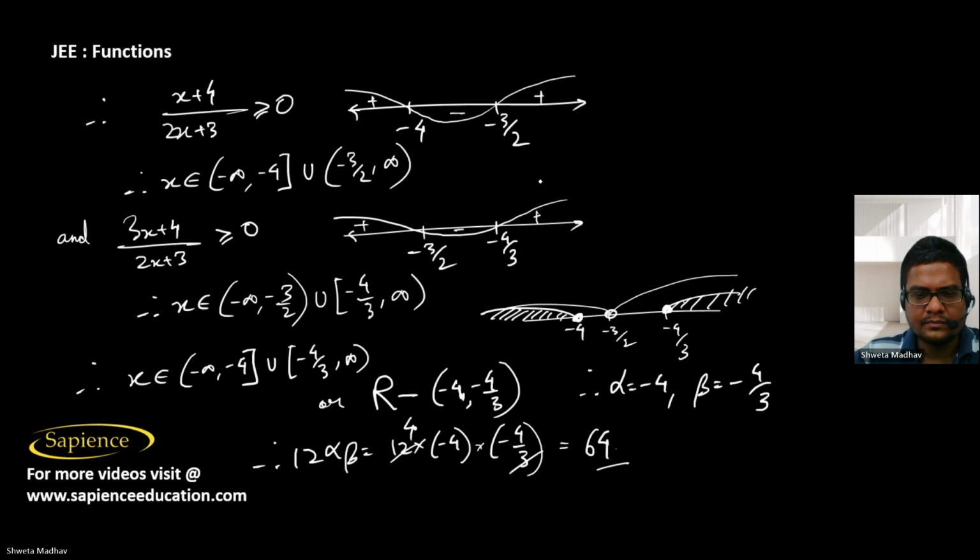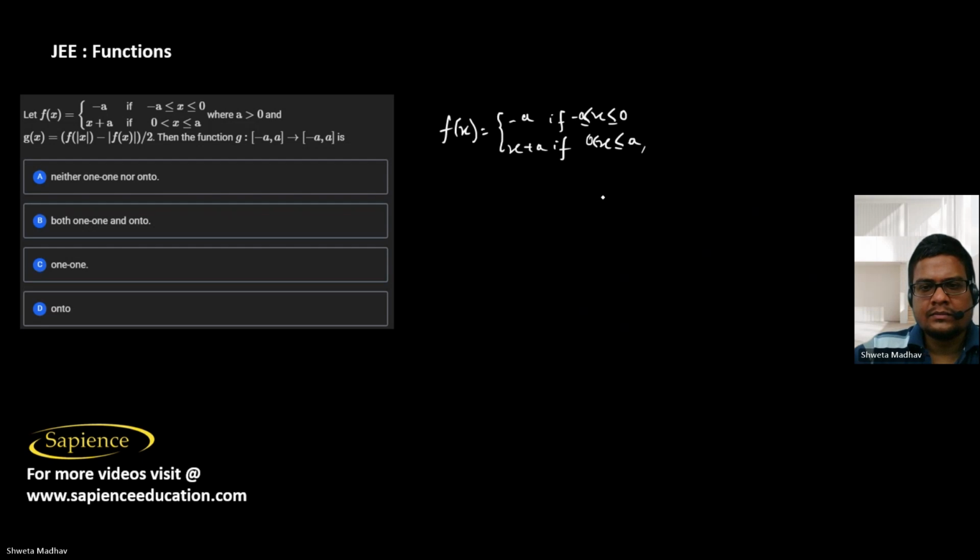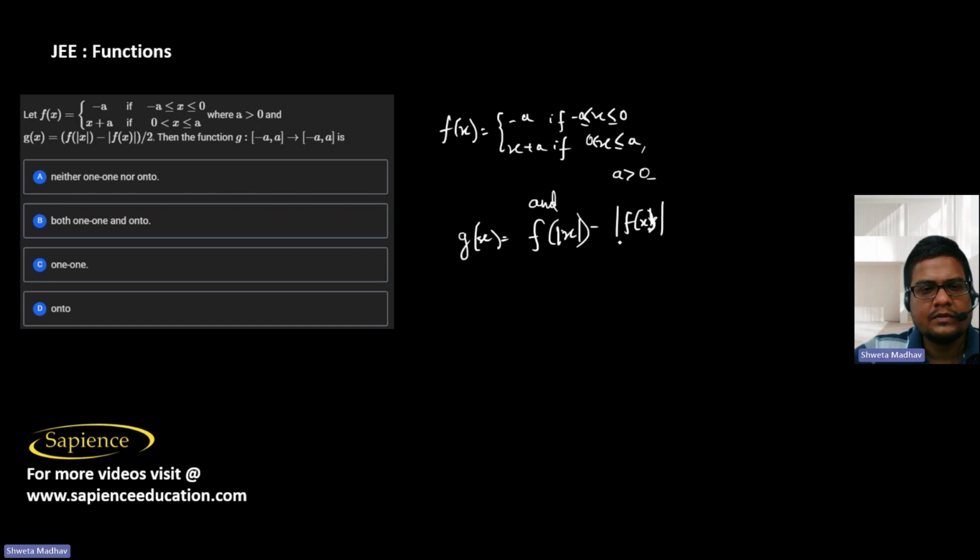Okay. So then here it is told that f of x equals minus a if x is more than minus a and less than or equal to 0, and it is x plus a if x is more than 0 and less than or equal to a, where a is greater than 0, and g of x is a function which is equal to f of mod x minus mod of f of x, all by 2. Then the function g, which maps from minus a to a, that will be how much? Is it 1-1 and onto, or that we have to find out?